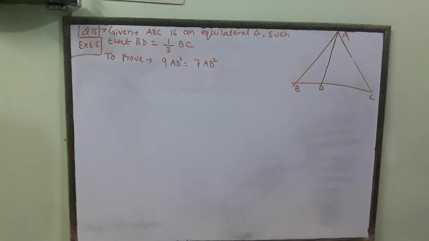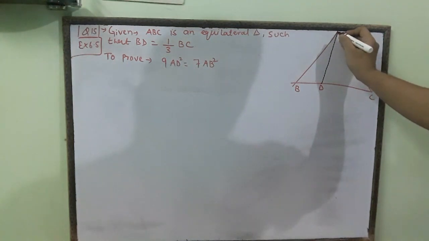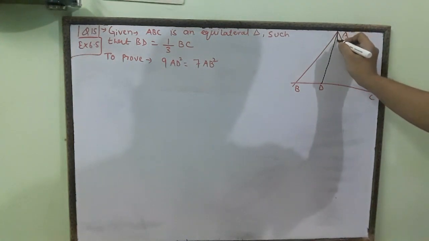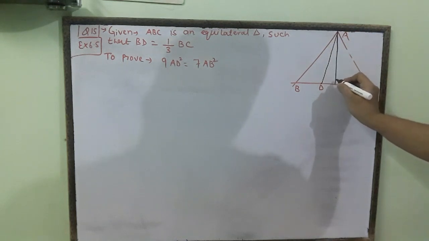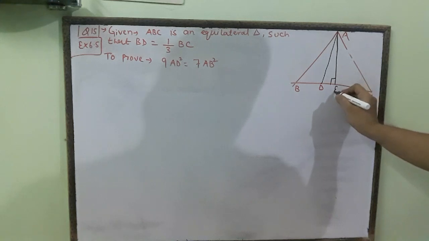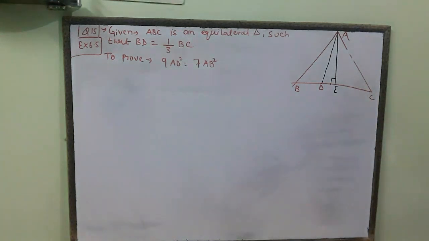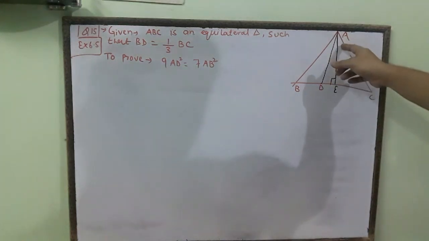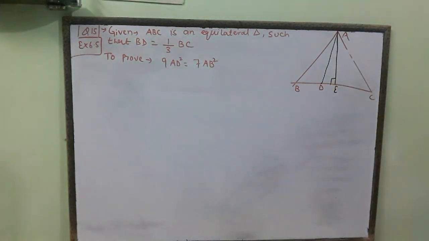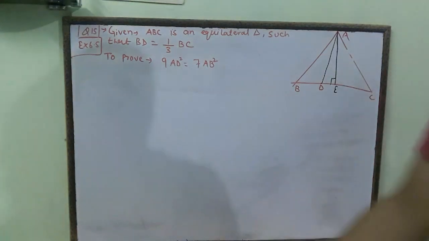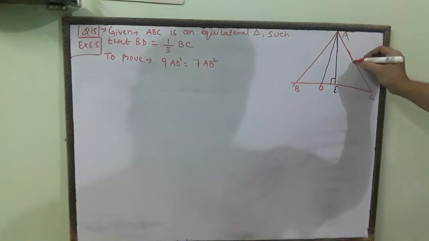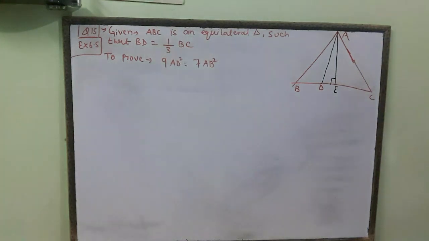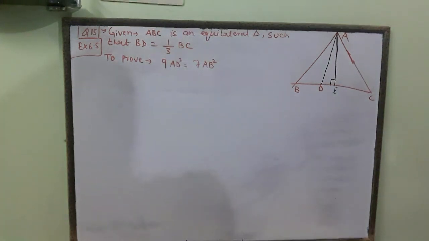Now after joining AD we will draw the perpendicular from A to BC, that is AE. As you know, AE is not only the perpendicular, AE will be the perpendicular bisector of BC, because it is an equilateral triangle, and in an equilateral triangle the perpendicular bisects the BC.